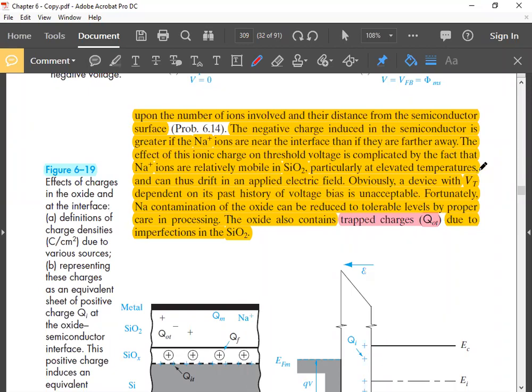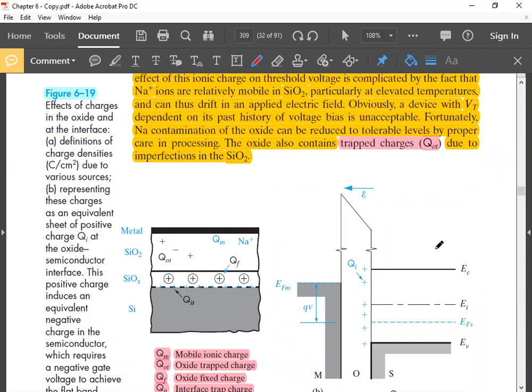At high temperature, their movement is increased and thus they can drift in an applied electric field. So if you apply positive voltage here, negative voltage there, these mobile ions can go in this direction. If you reverse the voltage, these mobile ions can go in the other direction. So you can understand their effect on the semiconductor also changes as they move away from or close to this oxide-semiconductor interface.